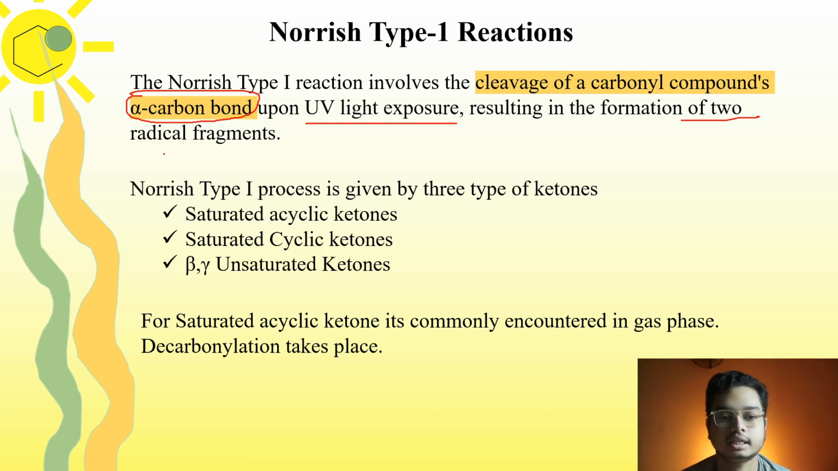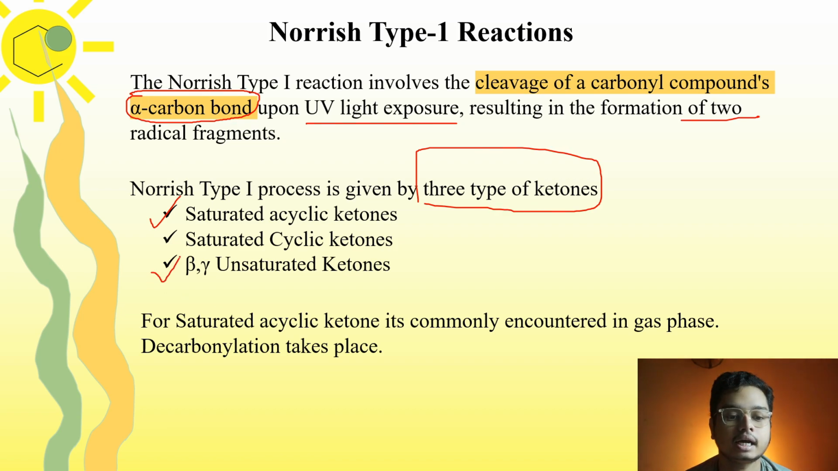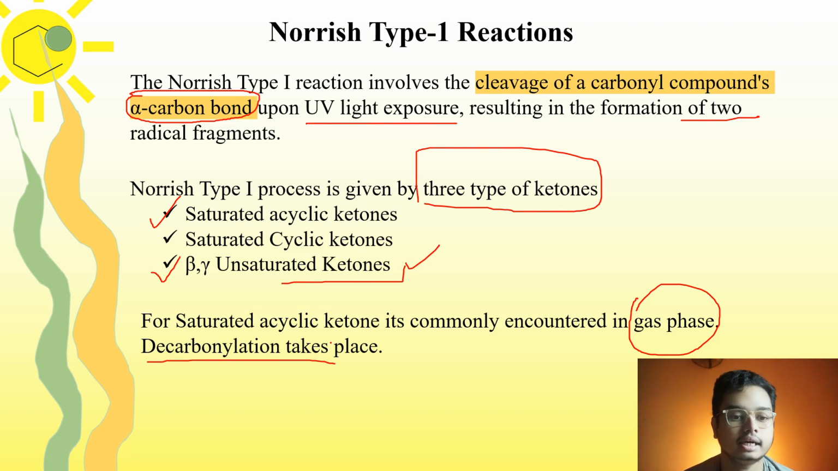First, let us understand which ketones or carbonyl compounds actually show the Norrish type 1 reaction. It is given by three types of ketones. First, saturated acyclic ketones show the Norrish type 1 reaction. Saturated cyclic ketones also show it. And beta-gamma unsaturated ketones also show it. For saturated acyclic ketones, the reaction is basically encountered in the gas phase and decarbonylation takes place. In the next slide, I will show the reaction and then you will understand.